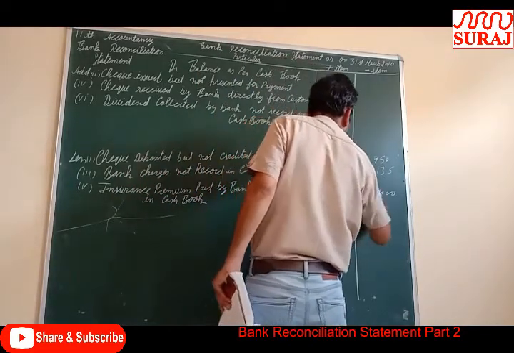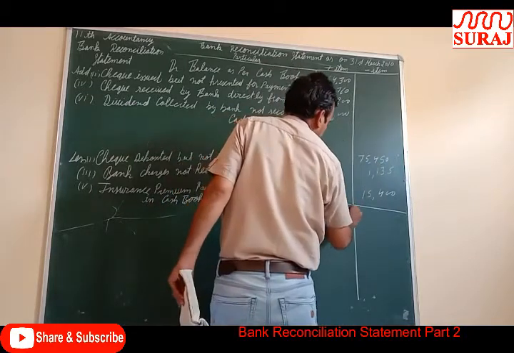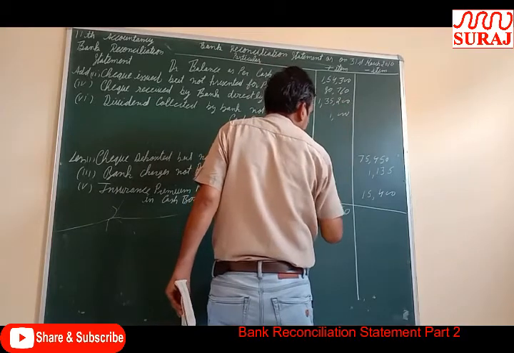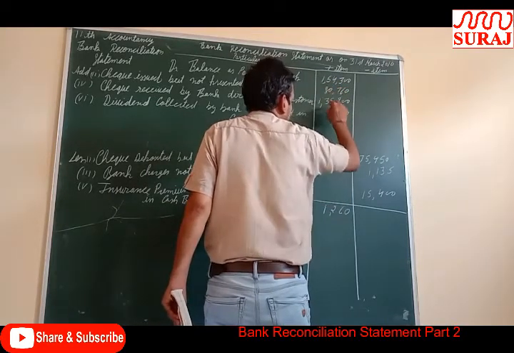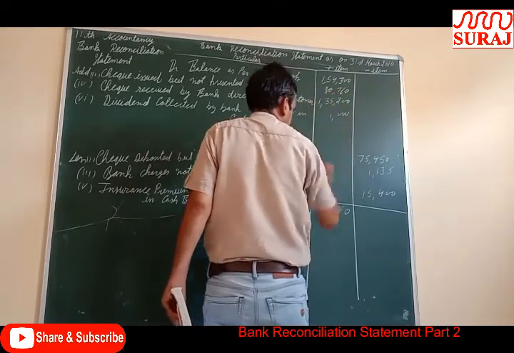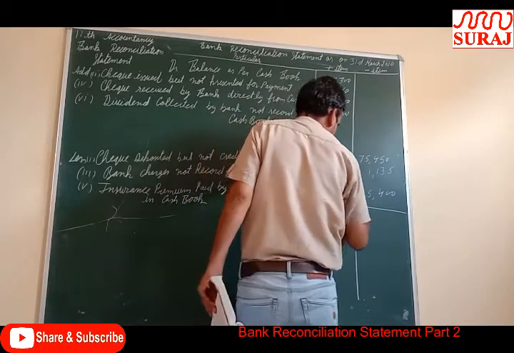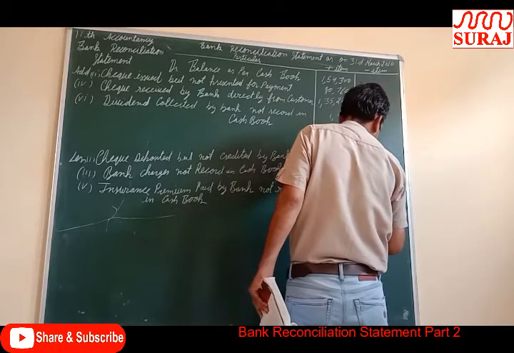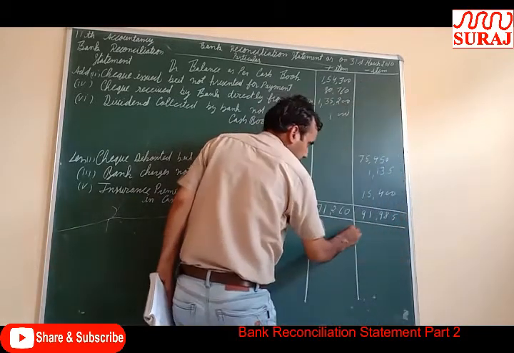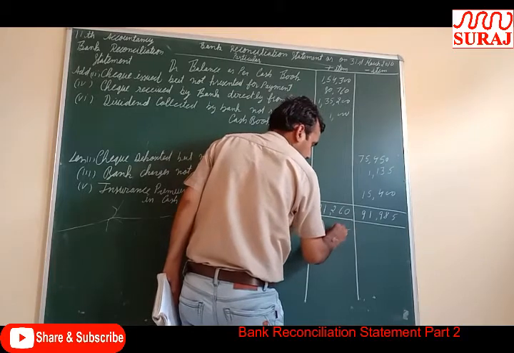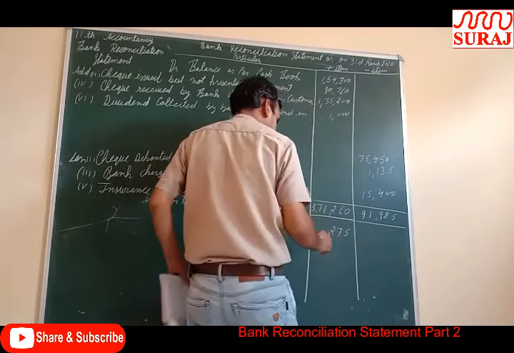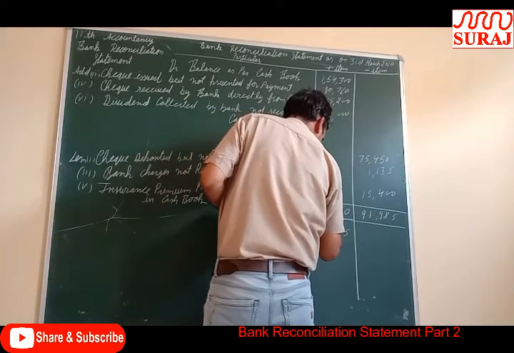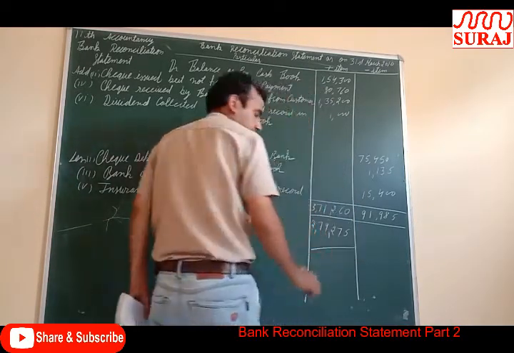First of all, take the total of both columns. Your balance comes to 5,72,9 7 2. It's your plus item.